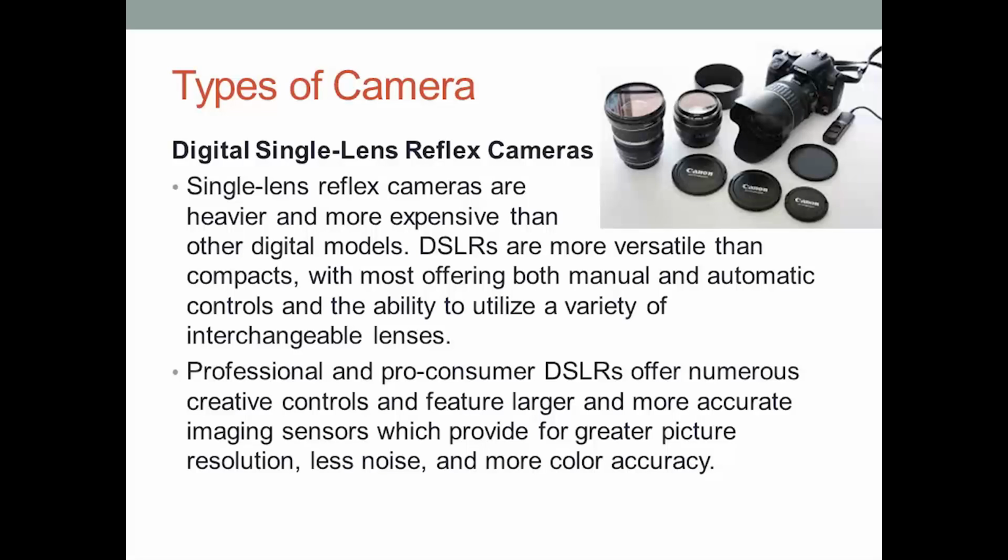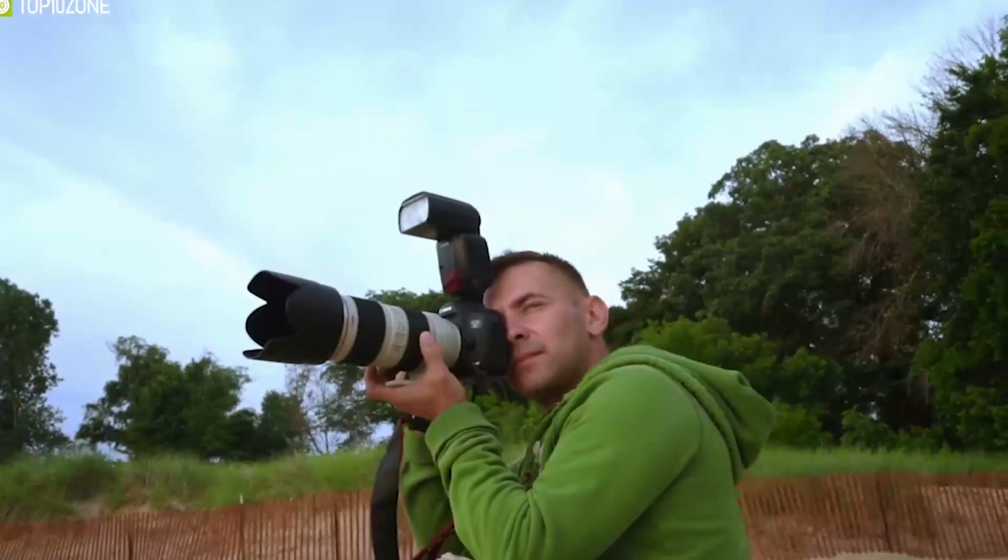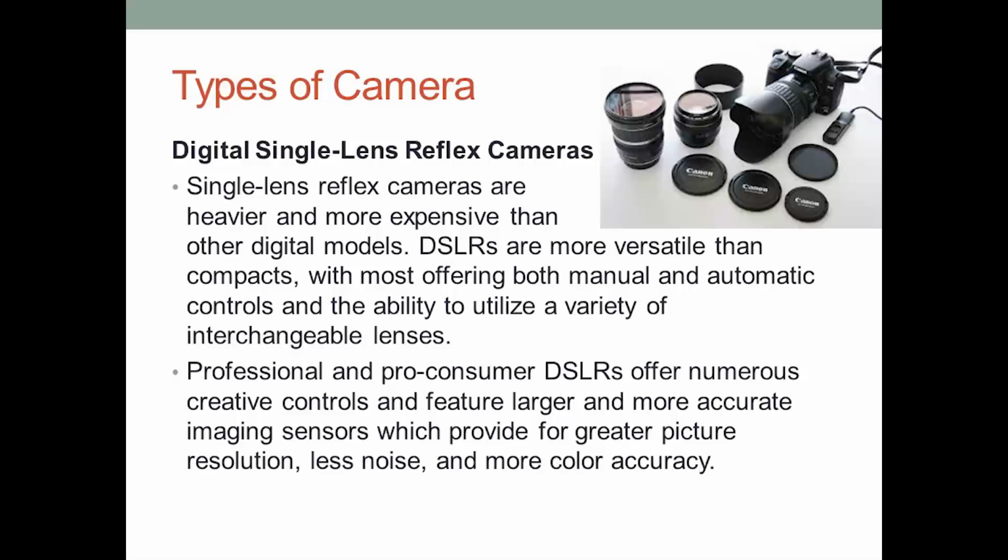Single lens reflex cameras are heavier and more expensive than other digital models. DSLRs are more versatile than compacts, with most offering both manual and automatic controls and the ability to utilize a variety of interchangeable lenses. Professional and pro-consumer DSLRs offer numerous creative controls and larger and more accurate imaging sensors, which provide greater picture resolution, less noise, and more color accuracy.